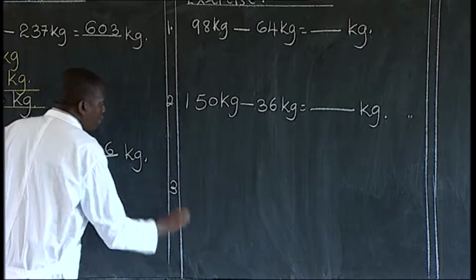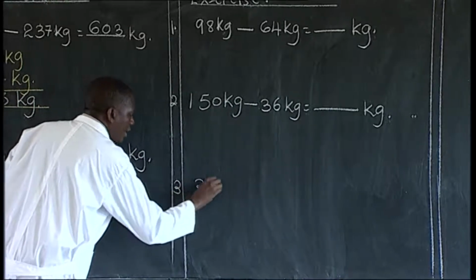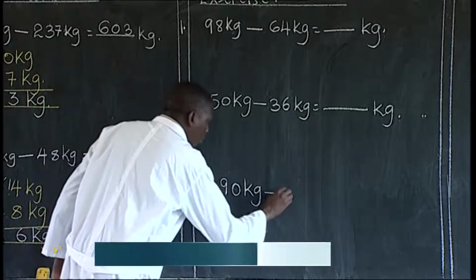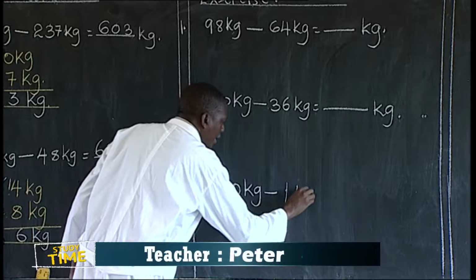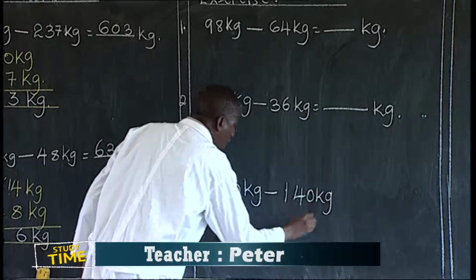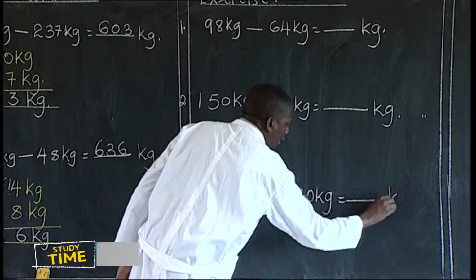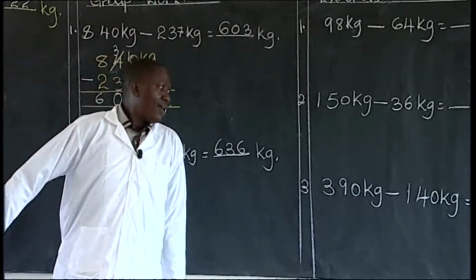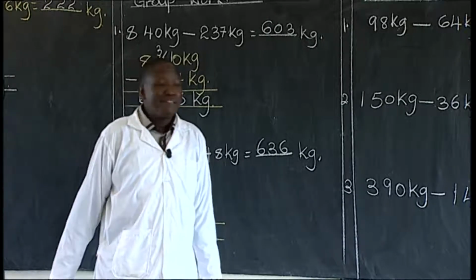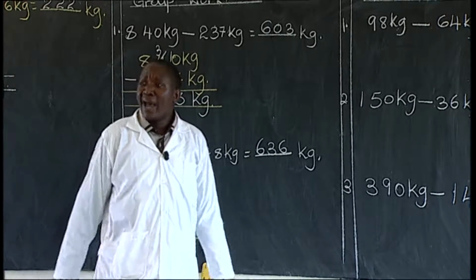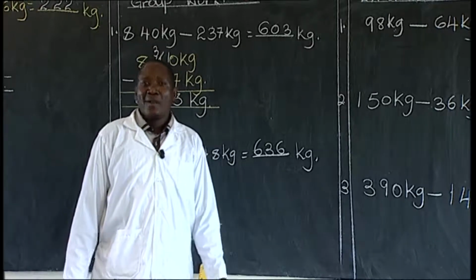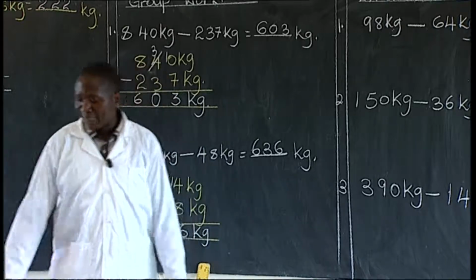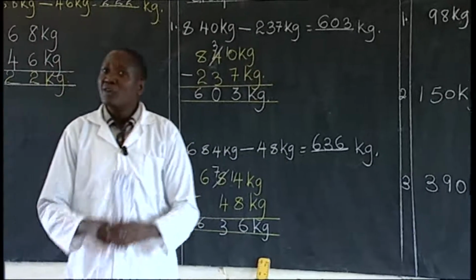Number 3, we have 390 kilograms take away 140 kilograms equals dash kilograms. Beautiful. Are we there, all of us? The numbers are very simple. Just simply arrange your numbers. Simply arrange your numbers very well. After arranging, use your counters, please, and count properly.